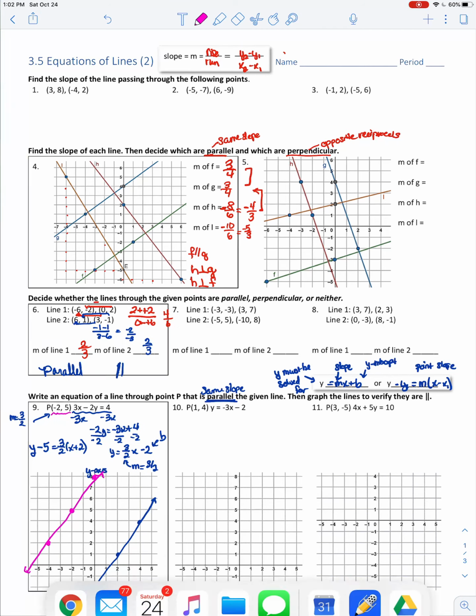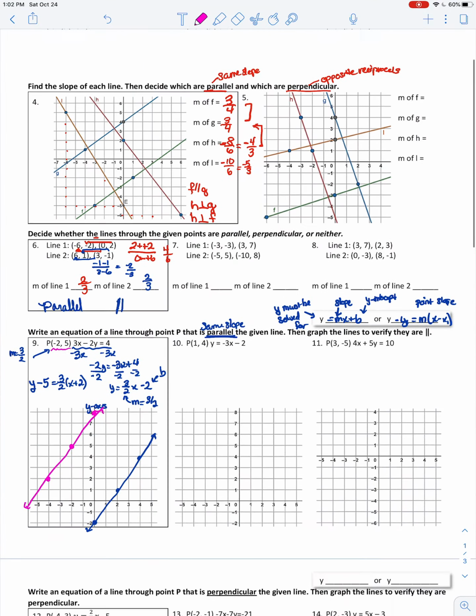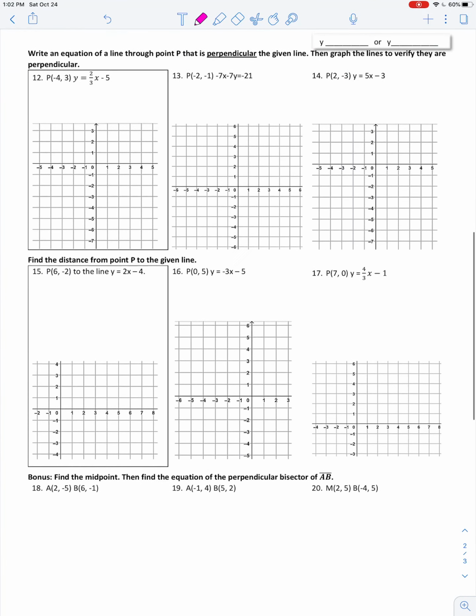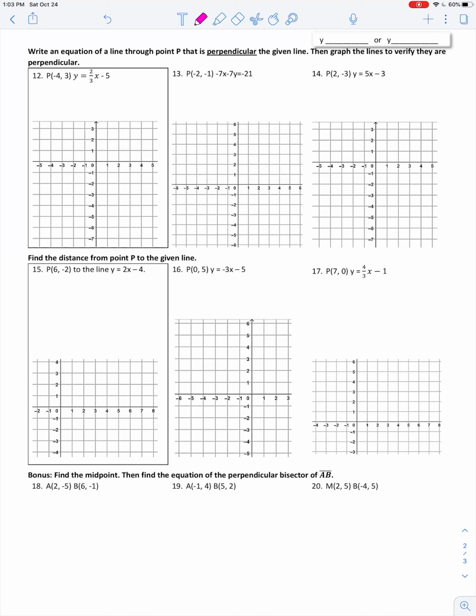When we get to question number 12, it's the same process, but this time we're looking for perpendicular lines. So we need to have opposite reciprocals for the slope. So y equals mx plus b, or y minus y sub 1 is equal to our slope times x minus x sub 1 in parentheses.